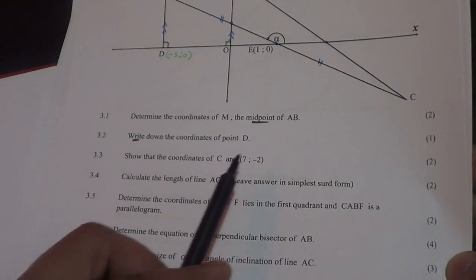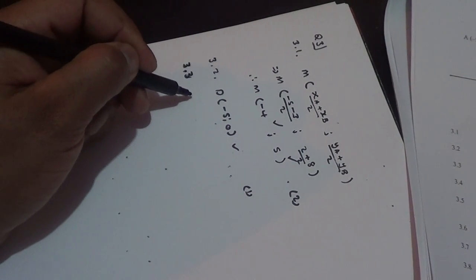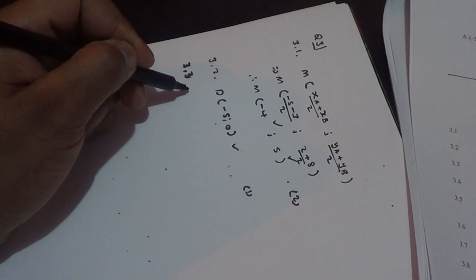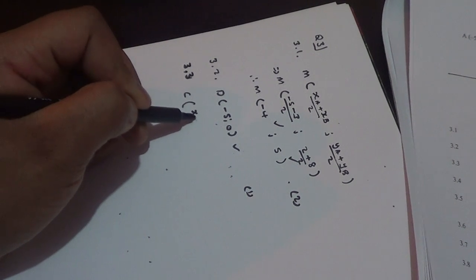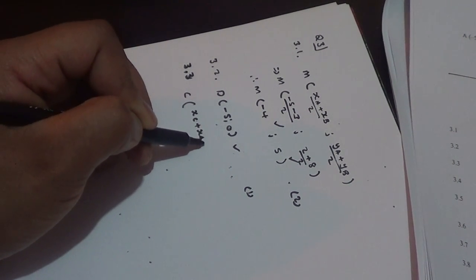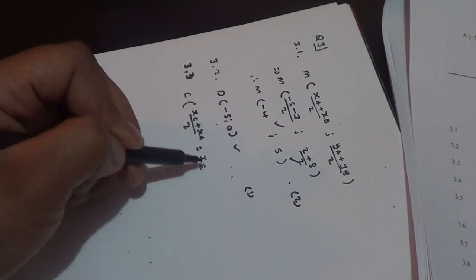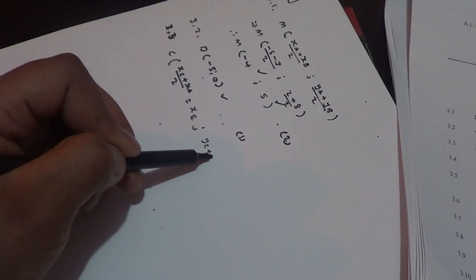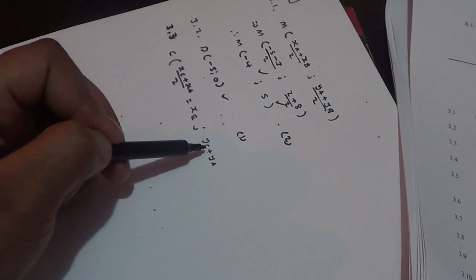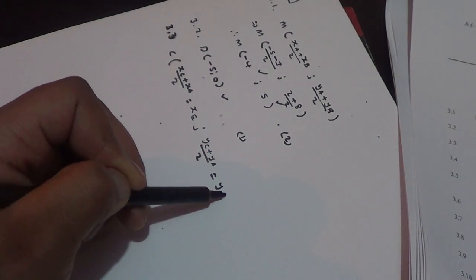So show that the coordinates of C are minus 7 and 2. Okay, now they want you to show it. But we know very well that C is going to be this point here. That x at C plus x at A over 2 is going to be equal to the x at E, and that y at C plus y at A over 2 equals the y at E.